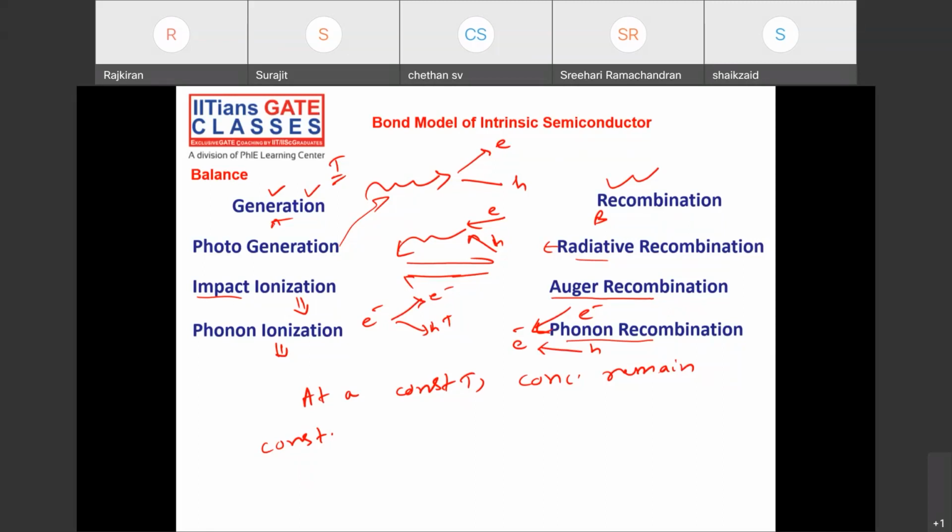Yeah, so there is a lifetime. Similarly, electrons and holes also have some lifetime. We will study very clearly what the lifetime of an electron and hole is. They will be generated, stay some time in the semiconductor, then they will die. This is the balance.